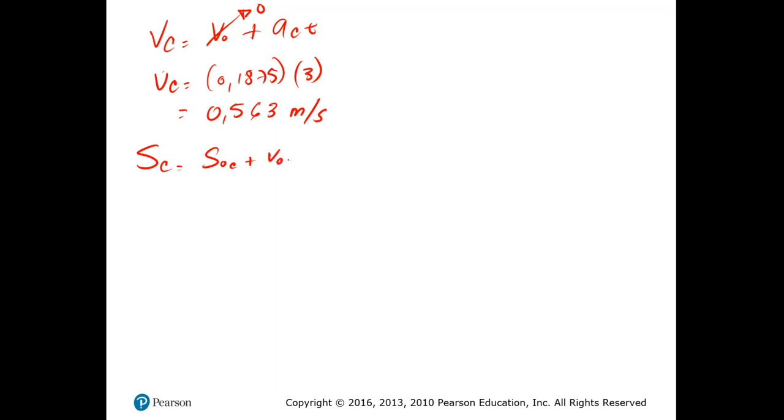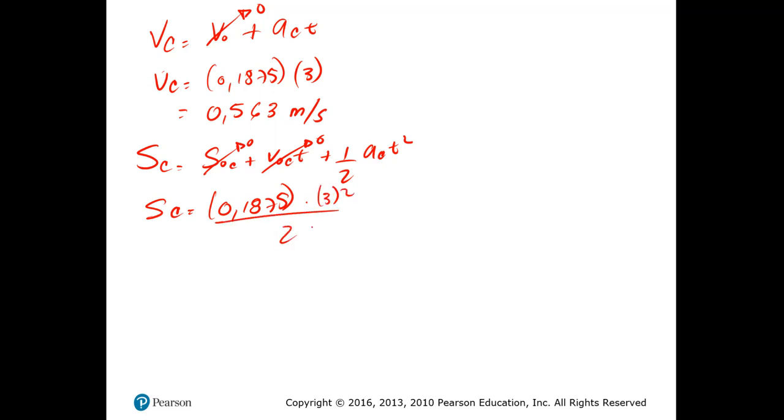All right, and now I just have to use the position: S_C equals S_0C plus V_0C times time plus 1/2 acceleration of C_t squared. This is 0, and this is also 0 because it comes from rest. S_C will be equal to the acceleration that was calculated, which is 0.1875, times 3 squared divided by 2, and I get 0.844 meters. That's how much it traveled.